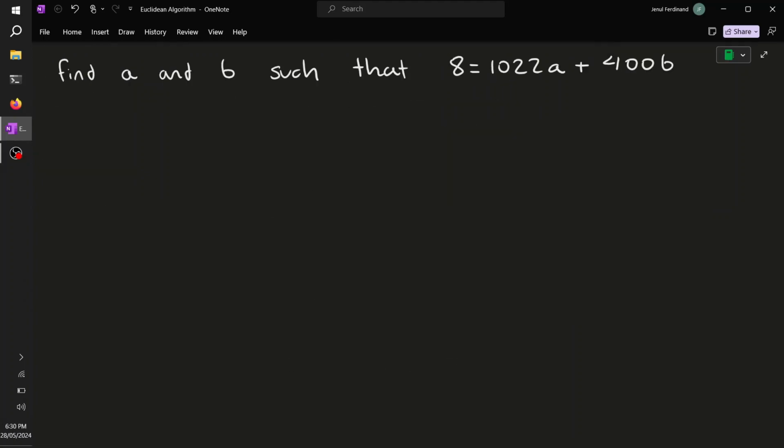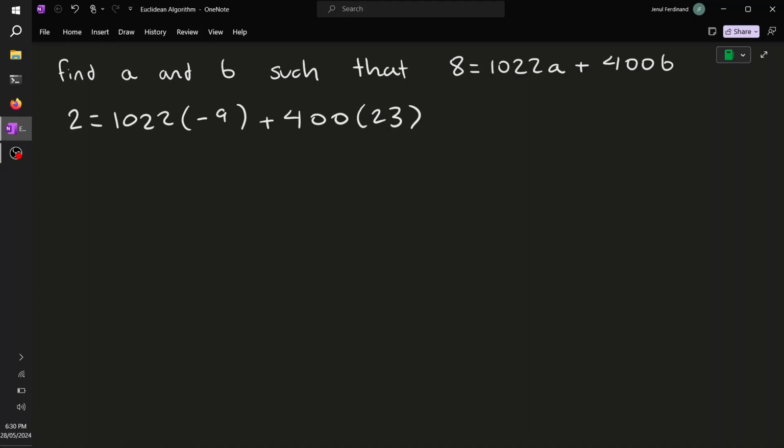So for this question, let's read the question first. Find A and B such that 8 equals 1022A plus 400B. So we have to find A and B where 8 is satisfied. So before, let's write it down. We had 2 equals, so we had this previously.